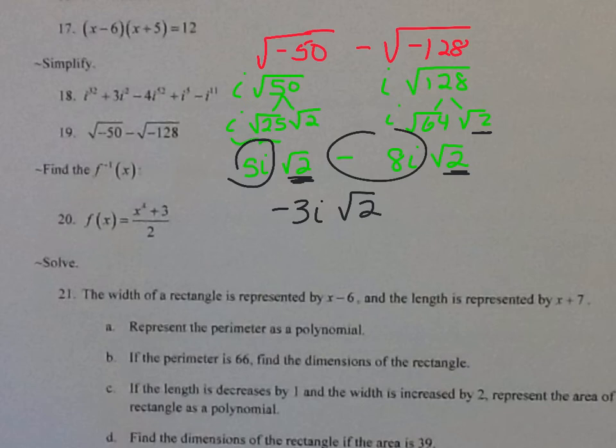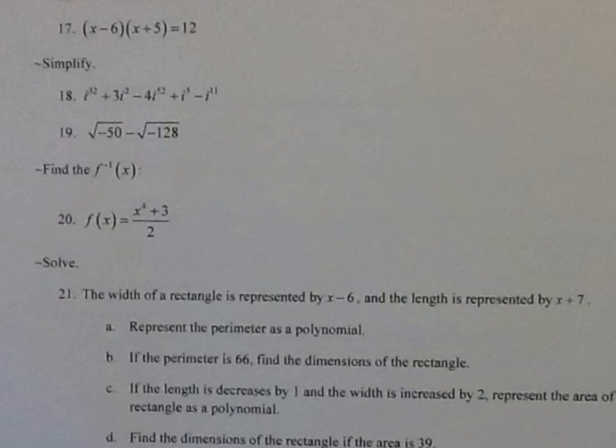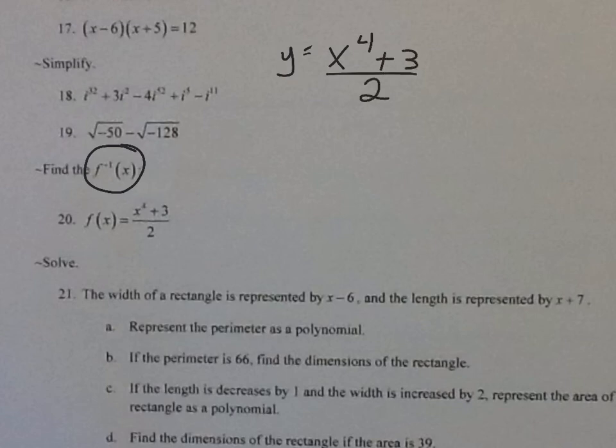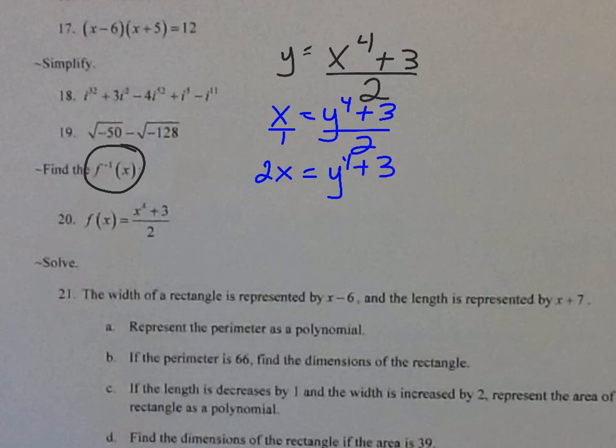All right, so let's take a look at number 20, which is the inverse. Remember, this symbol here is inverse. So I'm starting off with y equals x to the 4th plus 3 over 2. Sorry, I kind of wrote that funny. x to the 4th plus 3 over 2. All right, so I switch x and y. x equals y to the 4th plus 3 over 2. So I'm going to put x over 1 and cross multiply. 2x equals y to the 4th plus 3. Minus the 3, 2x minus 3 equals y to the 4th.